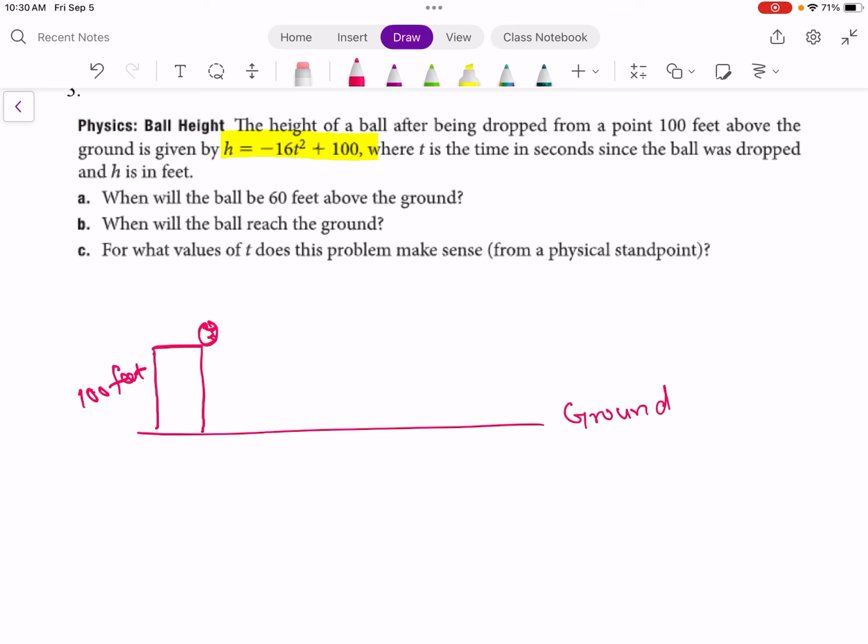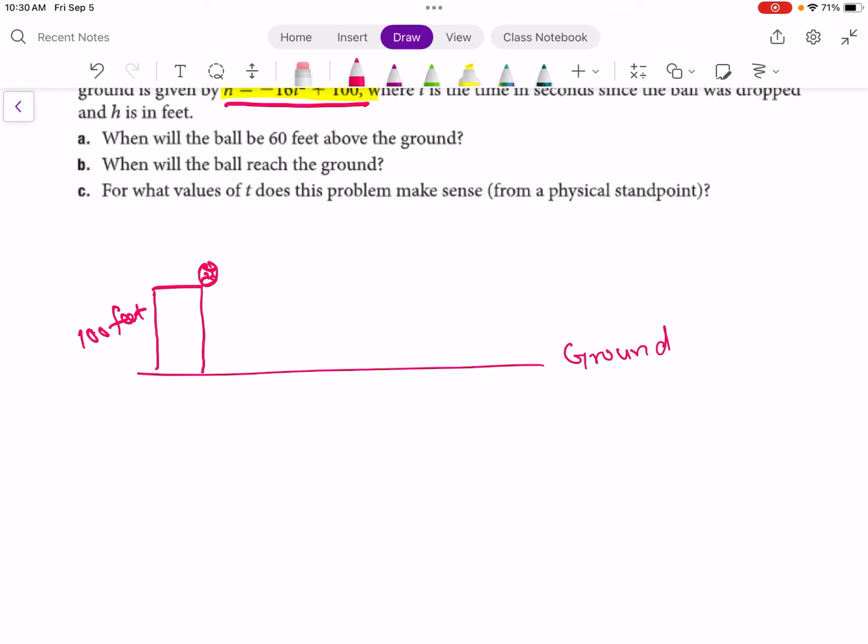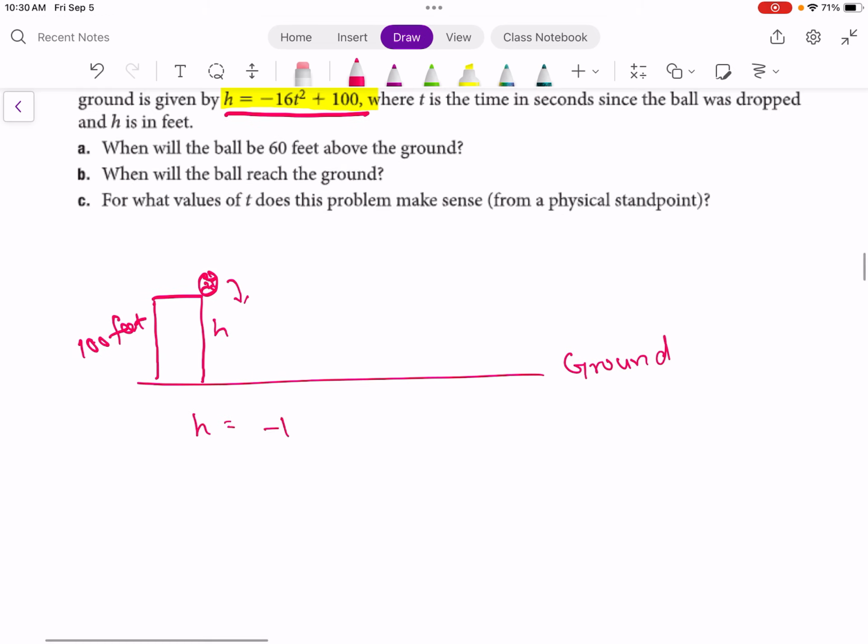We drop a ball from here, and the height achieved by the ball is given by this equation. When it falls, it has a different height, right? At first the ball is at 100 feet above the ground, and when you drop the ball, what happens? The height keeps changing. And that height is given by the equation negative 16t squared plus 100.